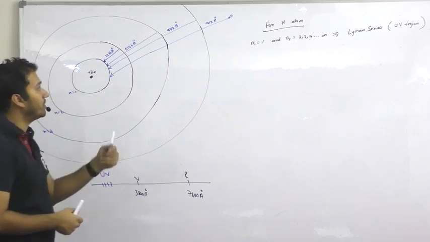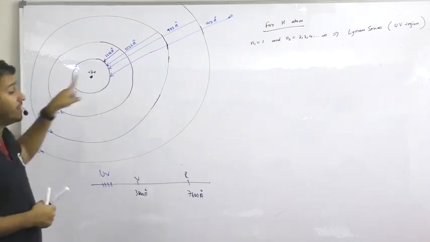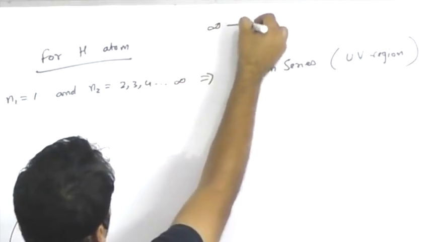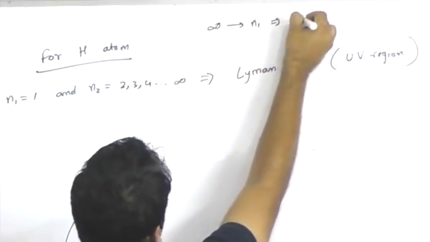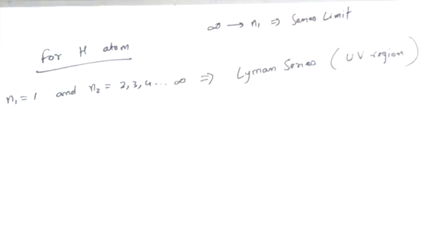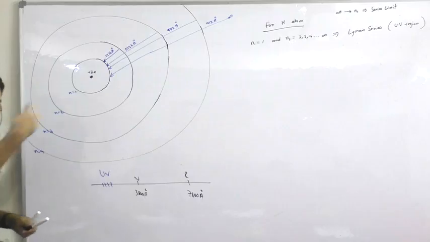N1 equal to 1, N2 could be 2. This jump, which is from infinity to 1, right? From infinity, if the electron jumps to N1, this is known as the series limit. From infinity to N1, that is known as the series limit.